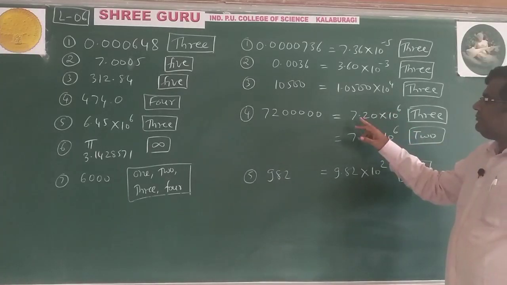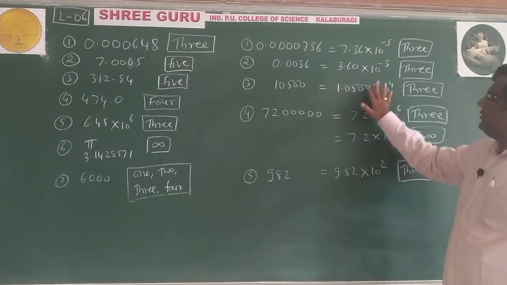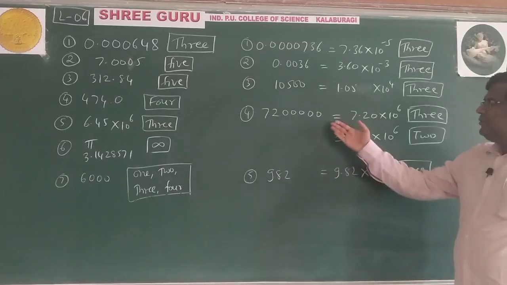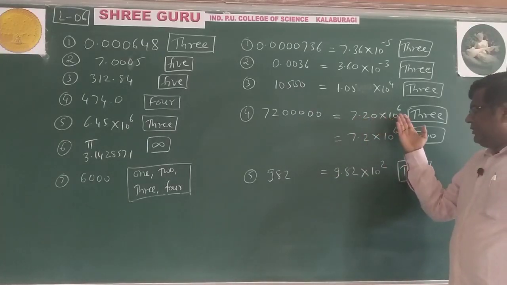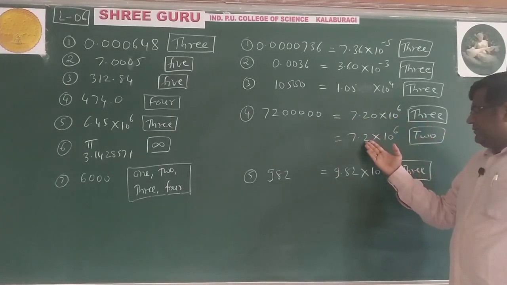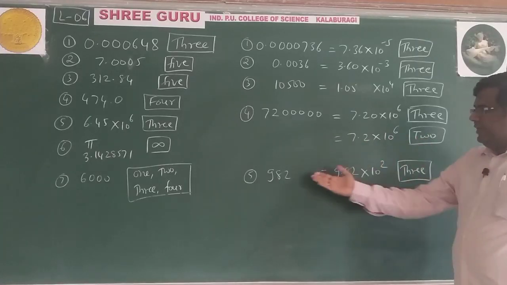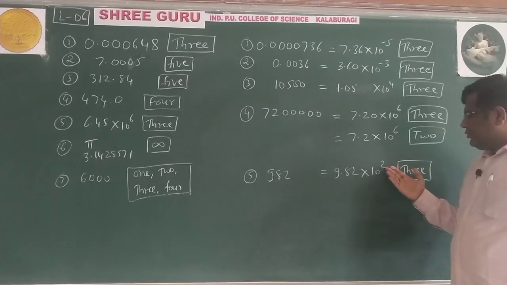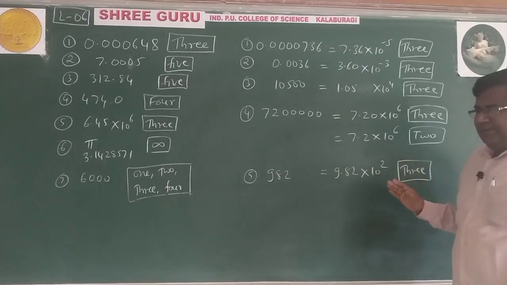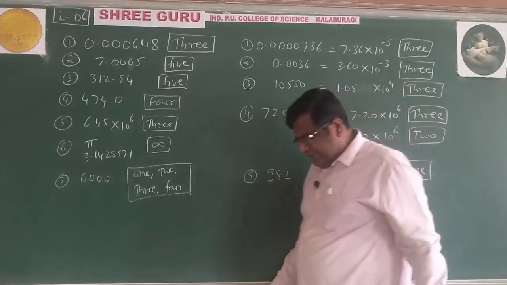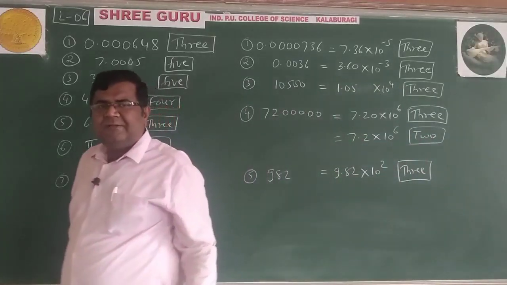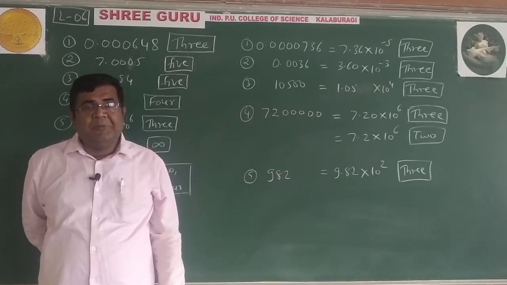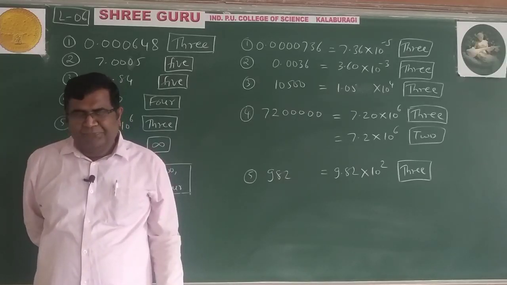Then this one, if we write like this, this can be 3. Then this one we can write as 7.20 into 10 raised to plus 6, it will be 3. 7.2 can be 2. 9.82 into 10 raised to 2, and it can be 9.82, which is 3. So these concepts are not at all difficult. Only what rules are applicable, that is all we have to remember and apply.